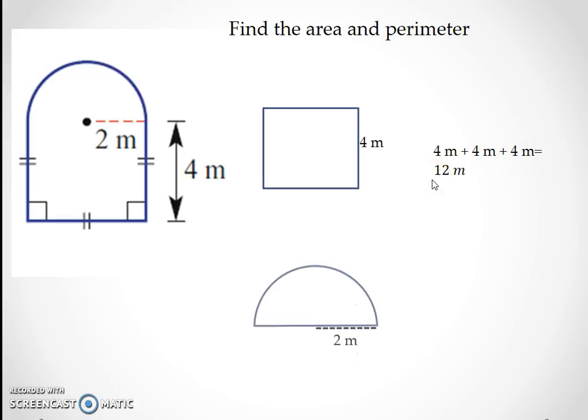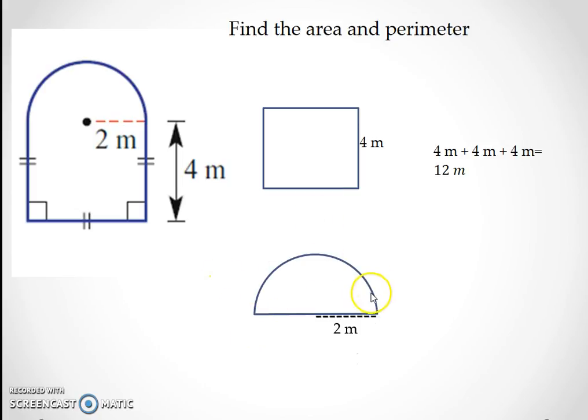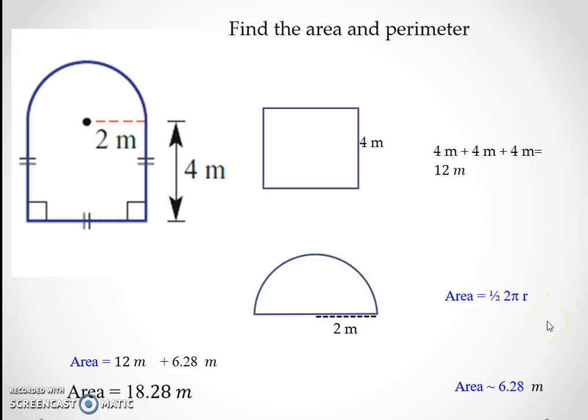Now we need to find the circumference of half the circle. So it would be 1/2 times 2 pi r. A little bit out of order. So it is pi times r, because 1/2 of 2 is 1. That would just be the same as pi times r. We put our radius in of 2, so 2 pi is approximately 6.28 meters. Then we need to add them together. We've got 12 meters plus 6.28 meters. Our perimeter would be 18.28 meters.